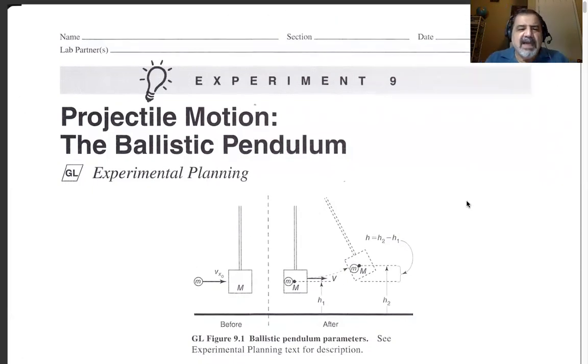You need to calculate the initial velocity, this v_x0. Well, how are we gonna do that? We know that by the conservation of momentum principle, the momentum of this bullet, the mass times the velocity that it's going, will equal the mass times velocity of the combined masses times some new velocity. And we know from the conservation of energy that 1/2 (m plus M) times this v squared will equal (m plus M)gh. So we'll be able to use these concepts to calculate the initial velocity.